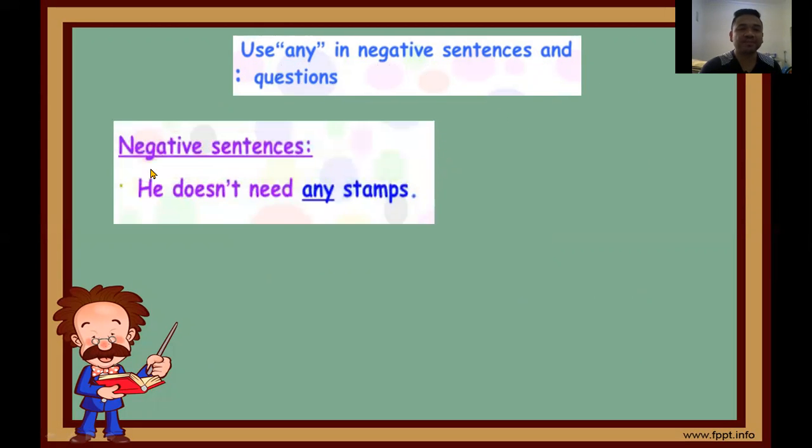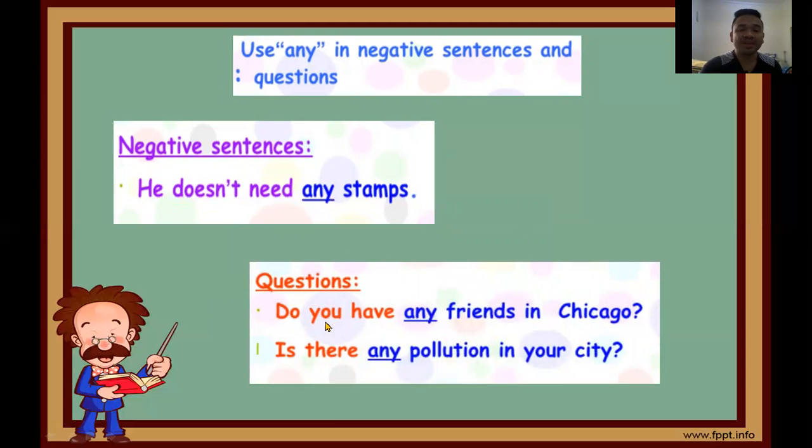Say for example, for a negative sentence, he doesn't need any stamps. He doesn't, negative, any stamps. For questions, do you have any friends in Chicago? This is a question. Take note here, after the word any we have the noun friends, and friends is a countable noun. So we can use any for questions and for countable nouns as well.